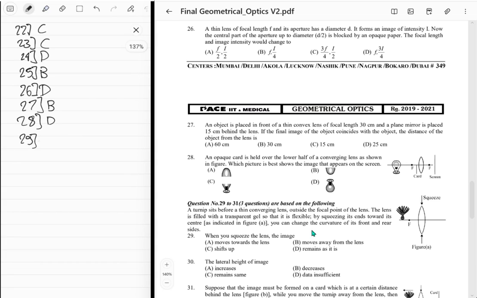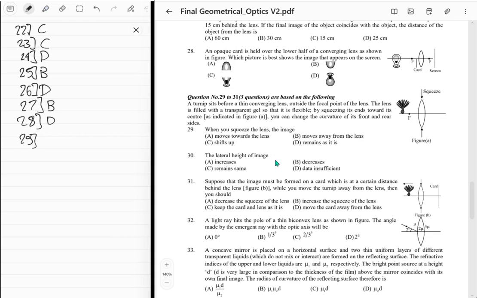29. When you sneeze, squeeze the lens. Oh, so paragraph question. A turnip sits before a thin converging lens, outside the focal point of the lens. The lens is filled with transparent gel so that it's flexible, like the eye lens. By squeezing it toward its center, you can change the curvature of its front and rear sides. What does it mean? Oh, it's like this and that. Okay, when you squeeze the lens, the image.